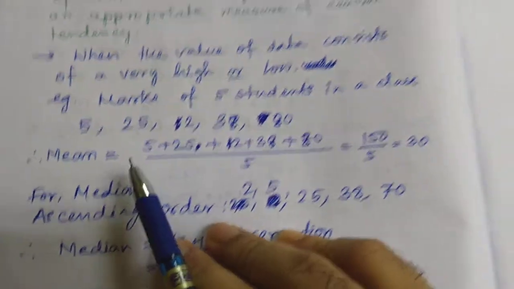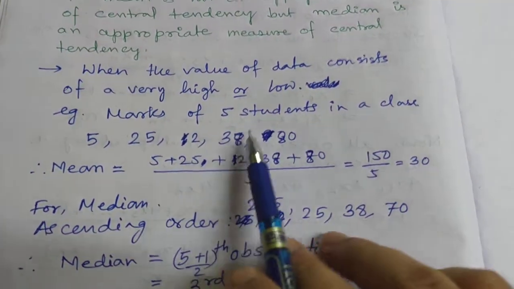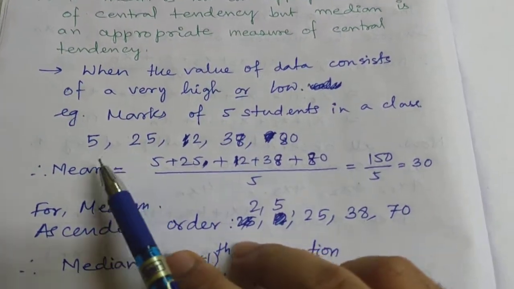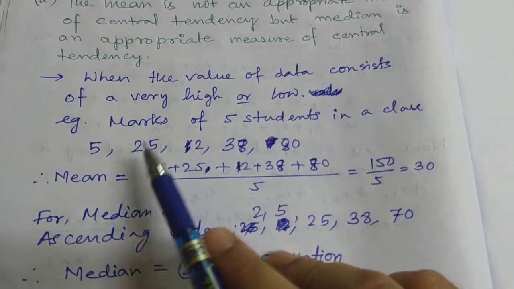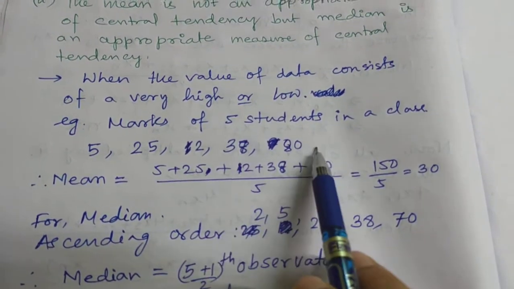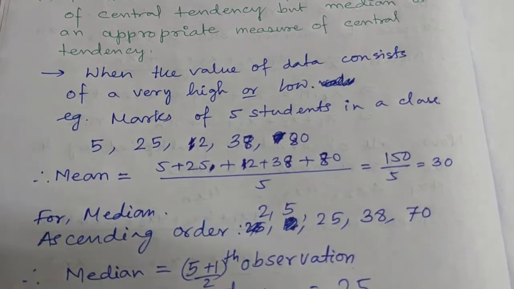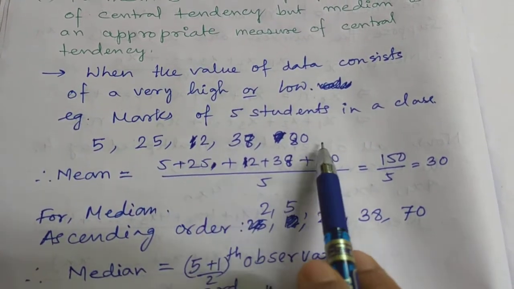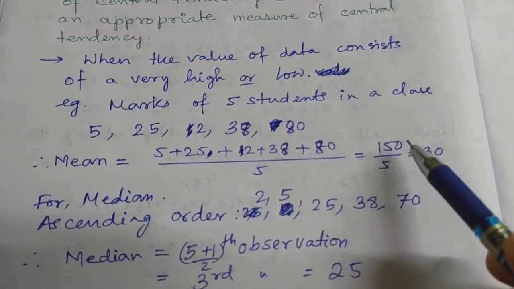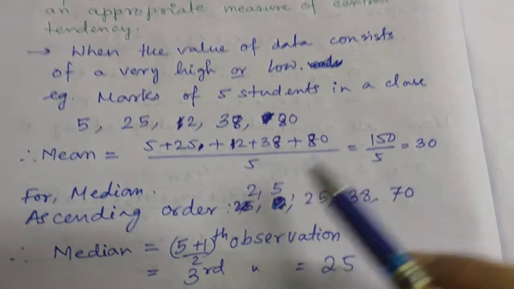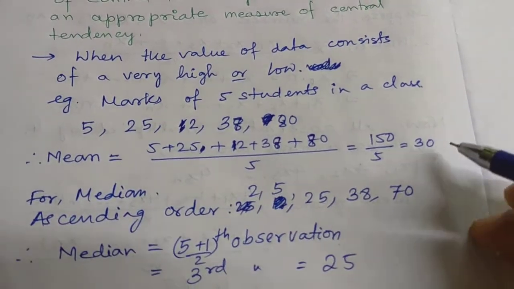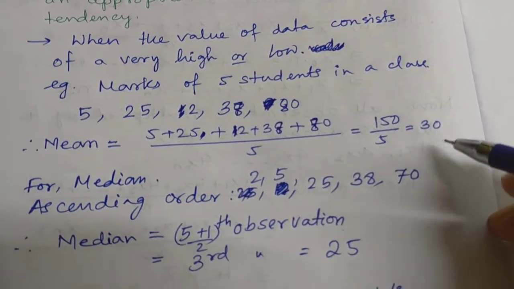Now look, here I'm giving an example of marks of 5 students in a class. One student got 5, another 25, another 2, 38 and 70. You can see the marks are very diverse, from 2 to 70. If we add, we get 150 divided by 5, that is 30. That is the mean, the general mean, and all of you know how to find the mean: 30.